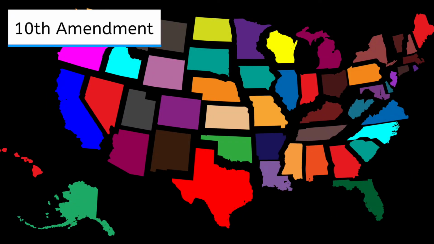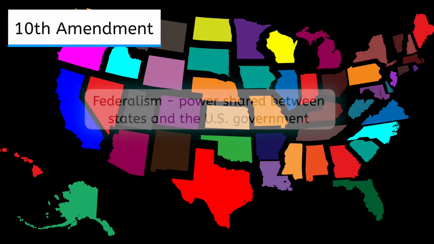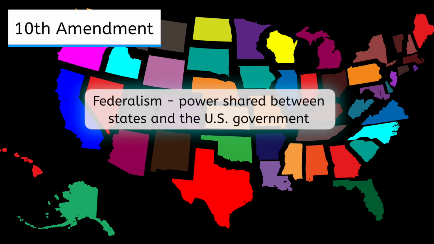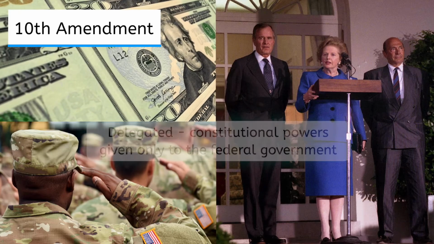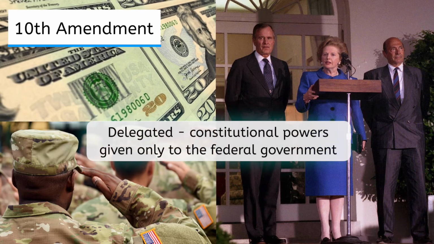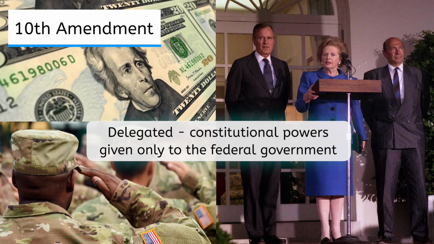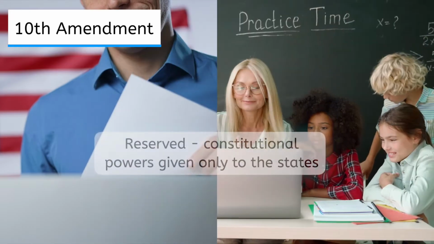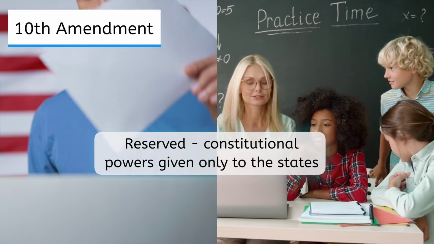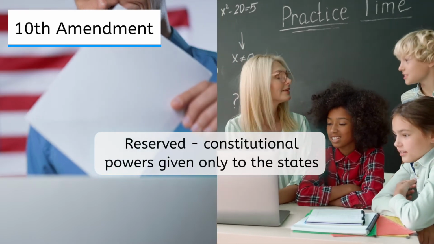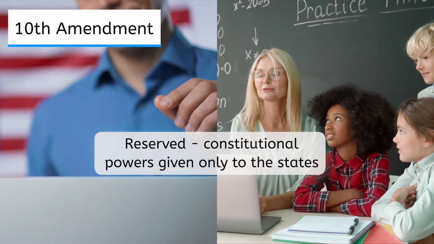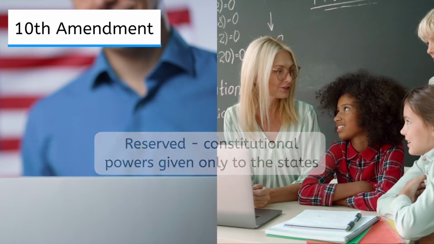So states have the right to make their own laws about other topics. This is the basis for the system of federalism, in which power is shared between states and the U.S. government. Duties delegated to the federal government include maintaining the military, printing money, and dealing with foreign nations. Other powers are reserved to the states, which means only they make laws to deal with specific issues, such as holding elections and providing education.